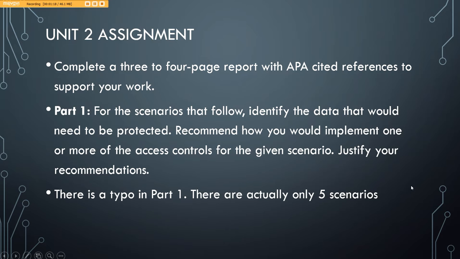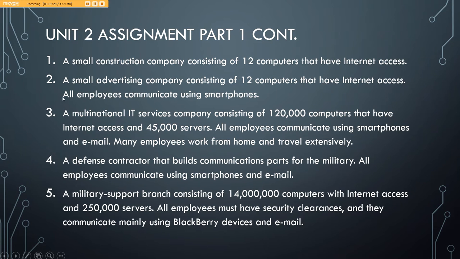There's only 5 scenarios, so you see that "all employees communicate using smartphones" is supposed to be part of number 2. So what I want you to do is read the scenario and pick one thing that you would protect. You're going to find a lot of things that you need to protect, but it's going to get unmanageable if you go for all of them. So figure out one thing that you might want to protect.